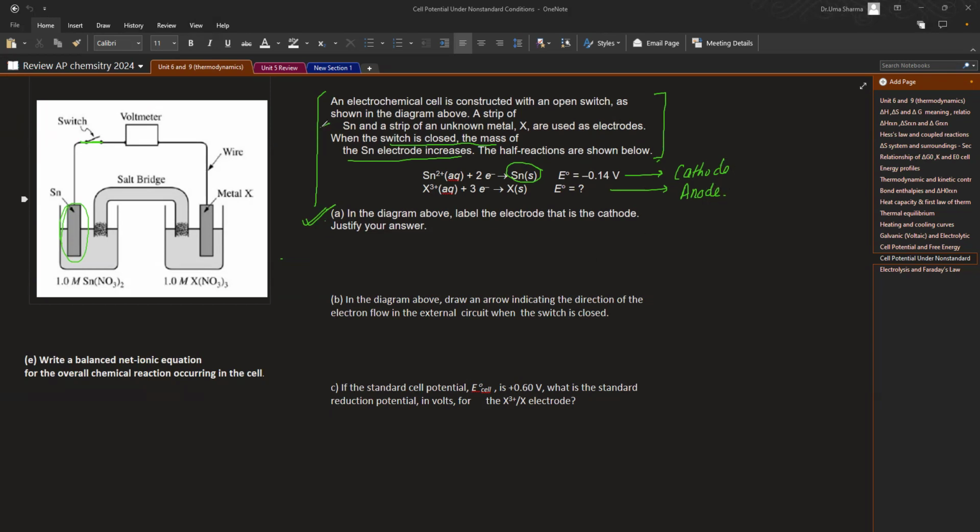From the language which is written here. Cathode, they will decrease in mass. Anode will increase in mass. Okay, now let's see the B part.